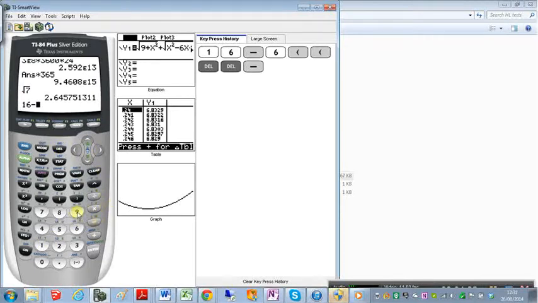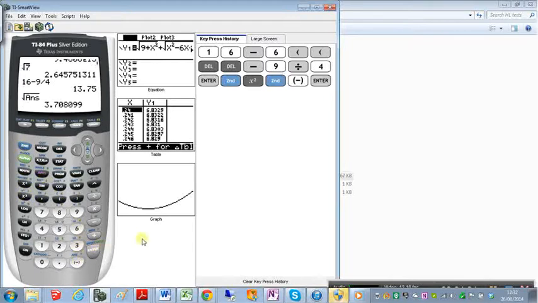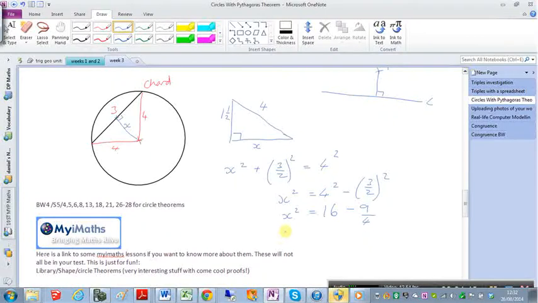So we do 16 minus 9 quarters equals 13.75, and then we want the square root of that answer, 3.7080999, so let's just say 3.7. Okay, so x equals 3.7 centimeters. Notice I took the square root there of the result of this calculation to get my x. Does that make sense? Well, the chord is 3, the radius is 4. Yeah, that makes sense. We'd expect this to be less than the radius.